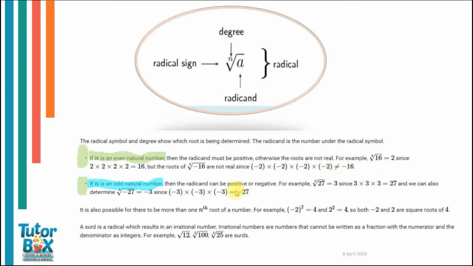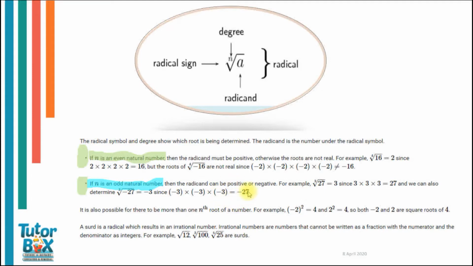However, for an odd natural number, you see here we have the cube root of minus 27. This will equal minus 3, because if I take minus 3 times minus 3 times minus 3, I'm multiplying it three times. If I multiply a negative with a negative, I get a positive. And then if I take that positive and multiply by the negative, I get a negative. So that's why this is also true.